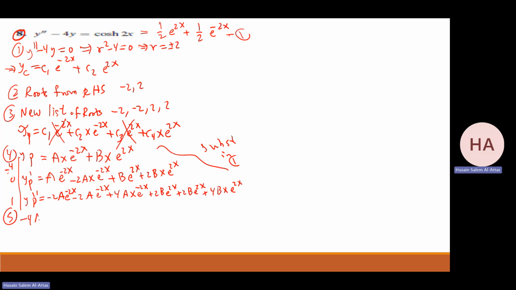I have minus 4A e to the power minus 2x plus 4A x e to the power minus 2x plus 4B e to the power 2x plus 4B x e to the power 2x, minus 4A x e to the power minus 2x, minus 4B x e to the power 2x. And that should equal to half e to the power 2x plus half e to the power minus 2x. Be careful here, this is constant and this one constant. That will make our life easy.